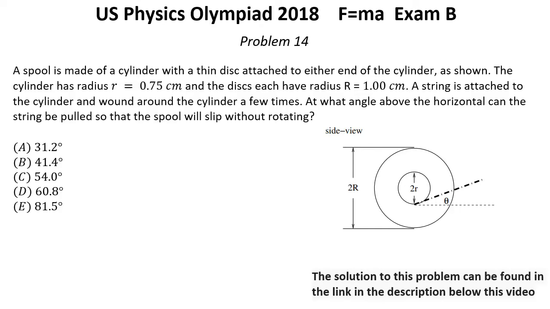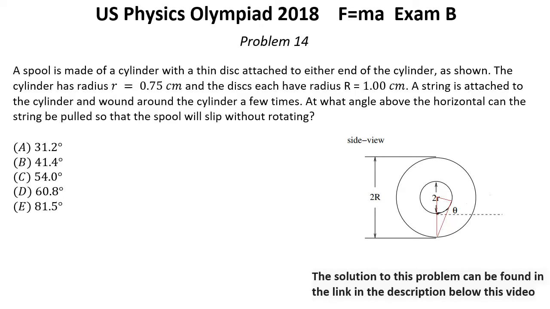Solution for problem number 14. For the spool to avoid rolling, there must be zero torque about the spool's contact point with the ground. This occurs when the string lies on a line that intersects the contact point, which we can show on the next picture. Drawing a right triangle gives us this expression: sine of (90 degrees minus theta) equal small r over big R.